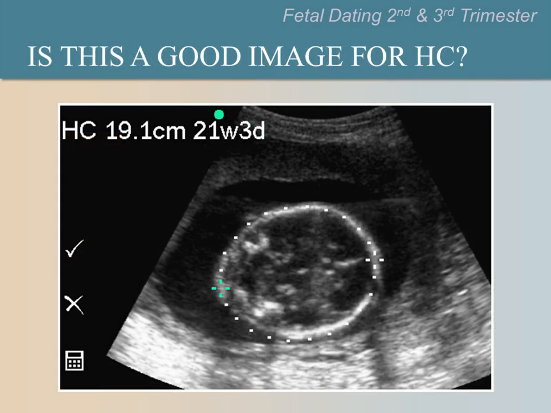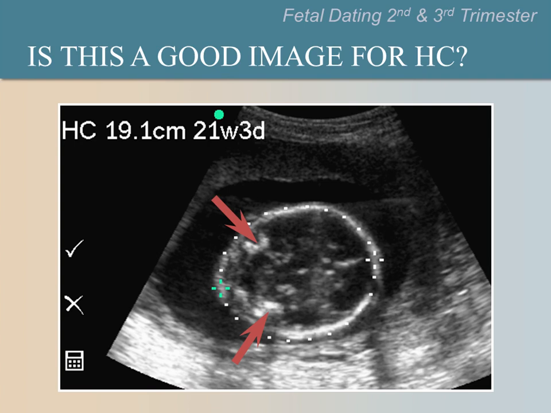Is this a good image to measure the head circumference? Please pause the video now to discuss why or why not. The answer is that the image is too low to be accurate. The white structures shown by the arrows are bones at the base of the posterior skull. So this means we are too low to measure the head circumference or BPD.